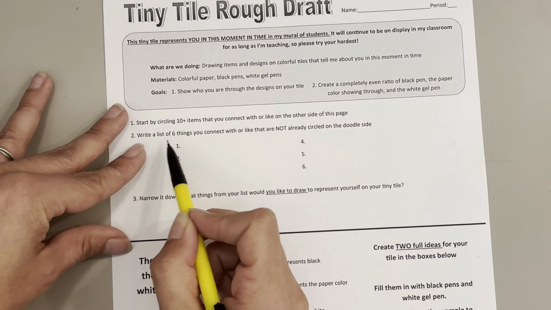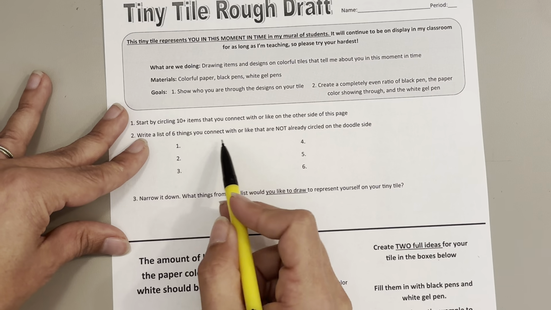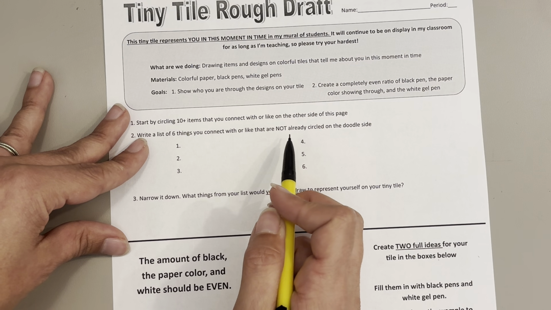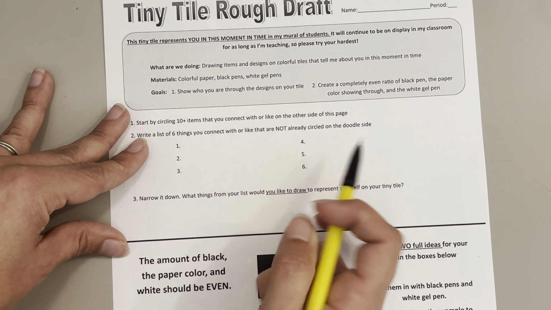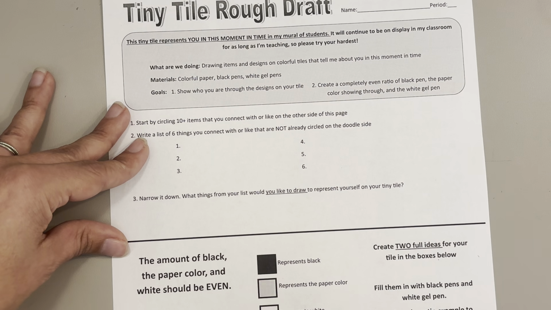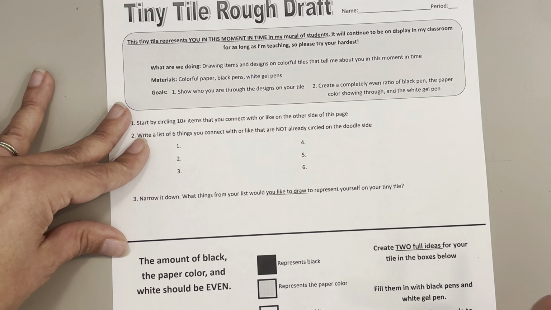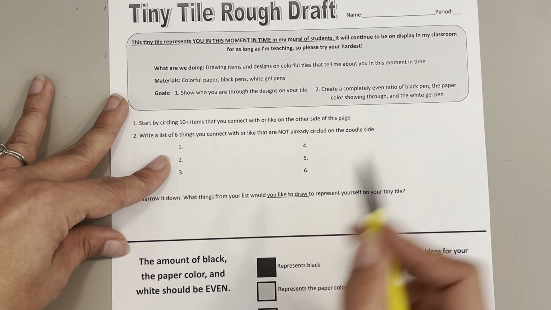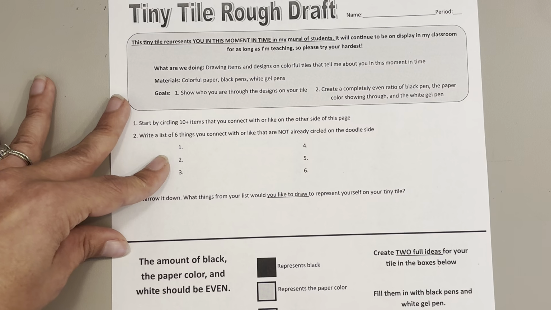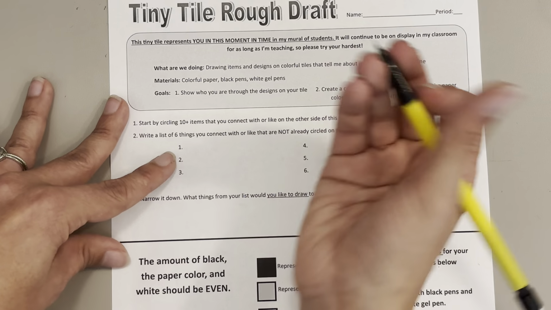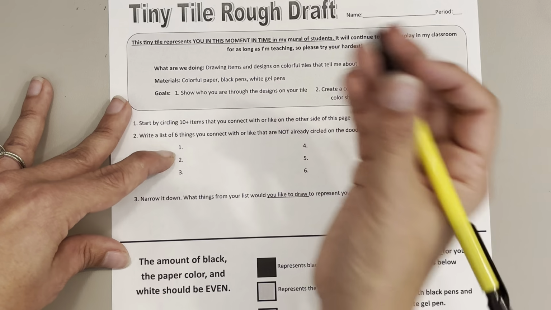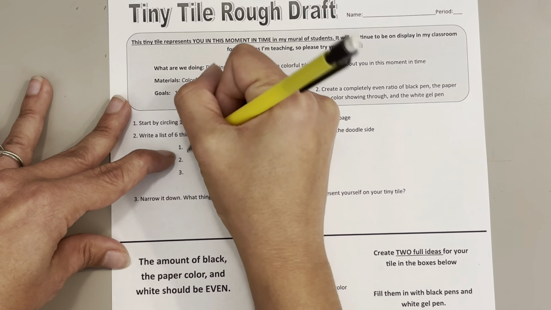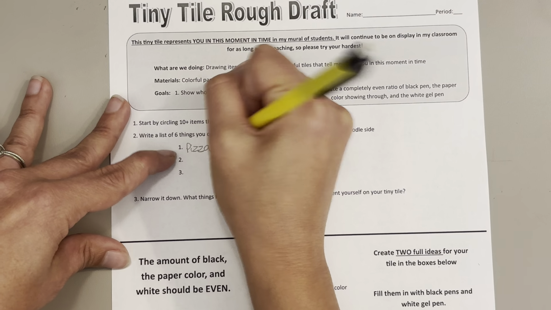Now coming back onto the other side, step number 2 says write a list of 6 things you connect with or like that are not already circled on the doodle side. So I wouldn't add in a paint palette, or I wouldn't add in a little ghost because I've already circled those things. So those ideas are already floating around. Now maybe I would come in and write that my favorite food, I enjoy pizza. So maybe that would be something that I write.